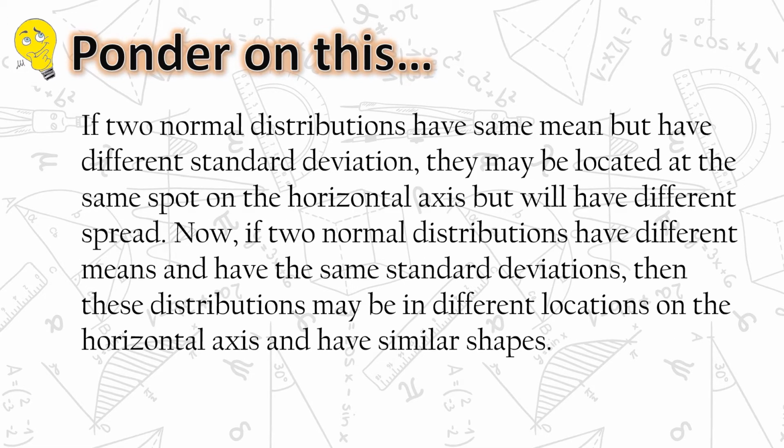If two normal distributions have the same mean but have different standard deviations, they may be located at the same spot on the horizontal axis but will have different spread. Now, if two normal distributions have different means and have the same standard deviations, then these distributions may be in different locations on the horizontal axis and have similar shapes.